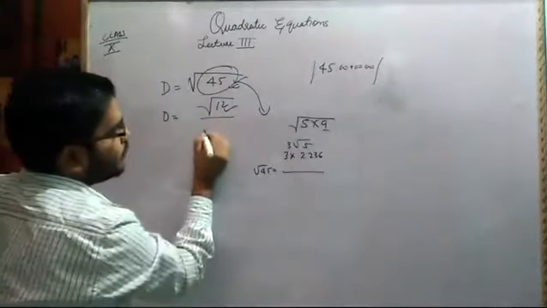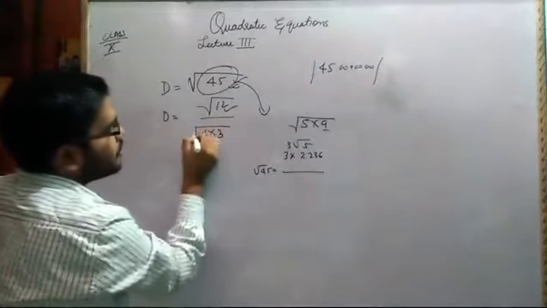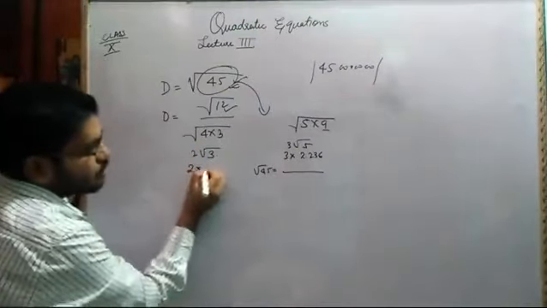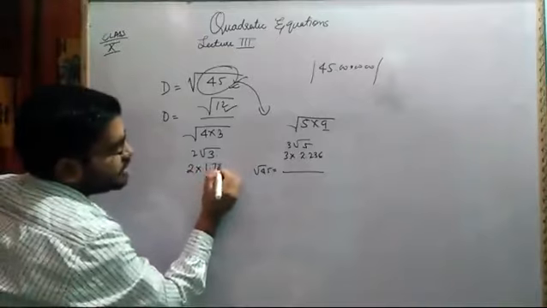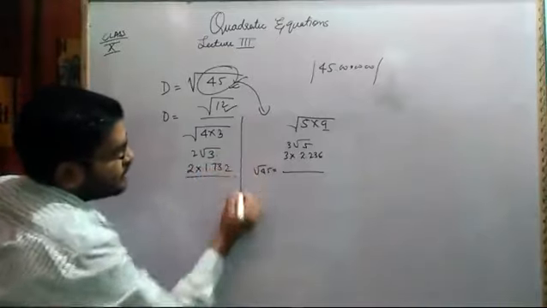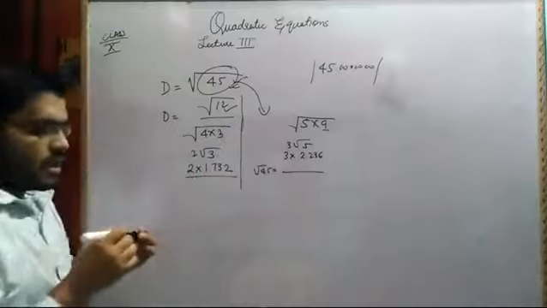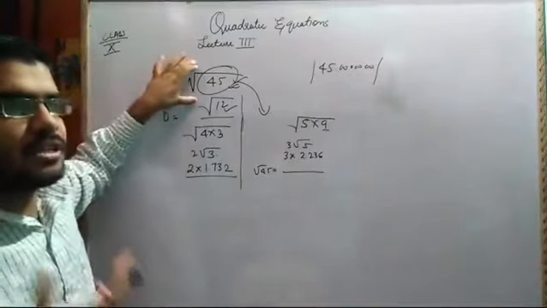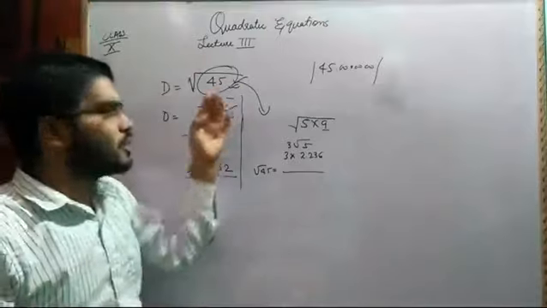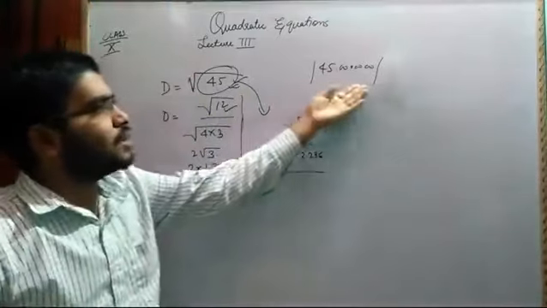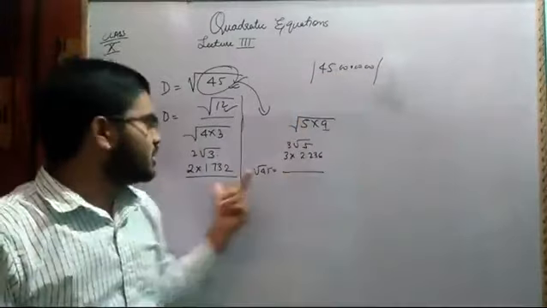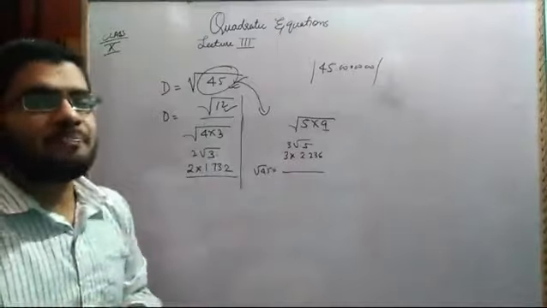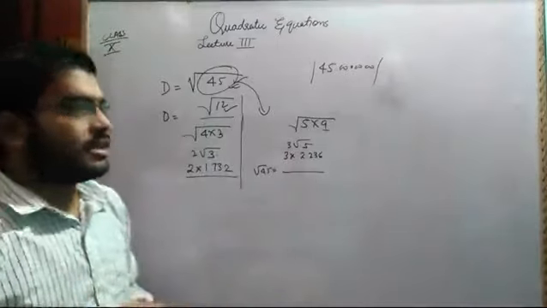Now similarly for 12, it will be 4 into 3. Root under this will be equal to 2 root 3. Now you know that root 3 is equal to 1.732. I am saying from my experience that last year some of the questions had root 45 and root 12, so they were just calculating the value of root 45 and root 12, and then they were not able to solve and ended up wasting their time.